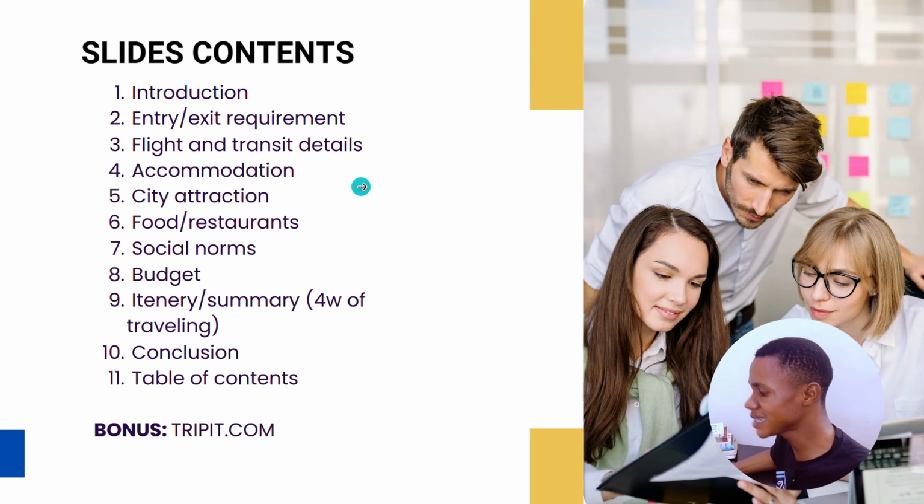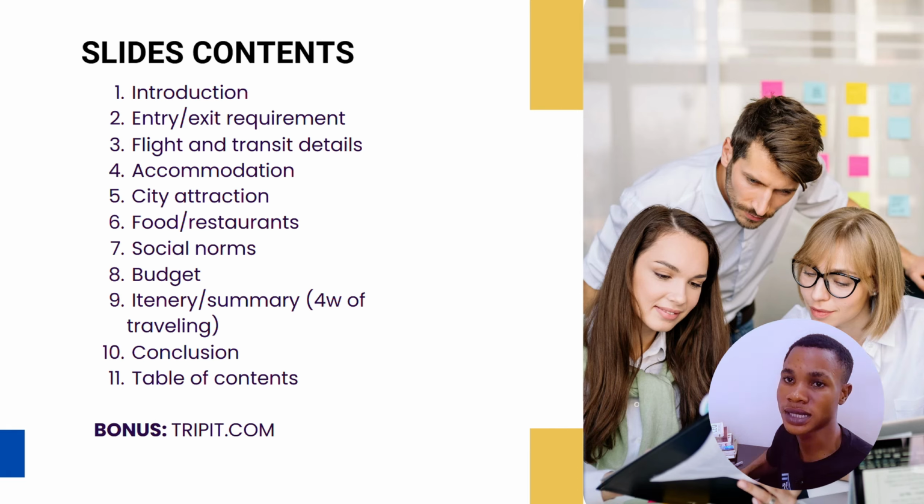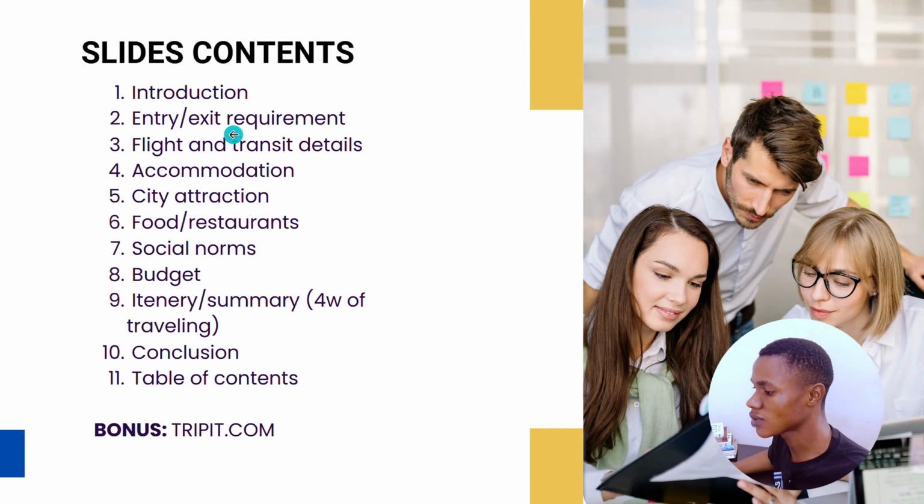Now in the slide we are going to be creating, the first slide is going to carry the introduction, the second slide is going to carry the entry, exit and requirement, flight and transit details, accommodation, city attraction, food and restaurant, social norms, budget, itinerary and summary. In itinerary and summary, you should focus on the 4W of traveling. When we get there, we'll show you everything.